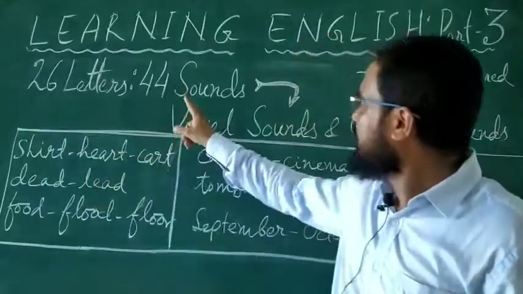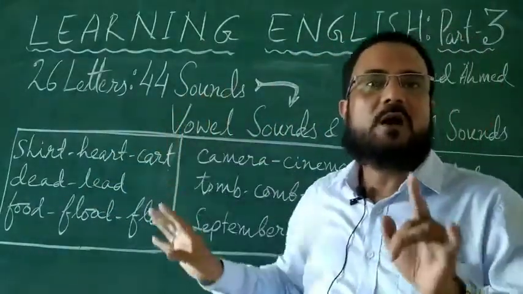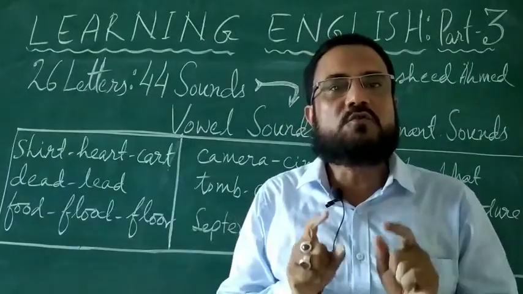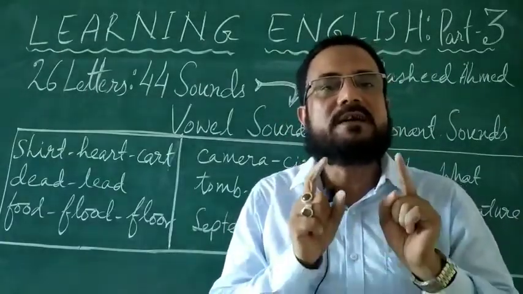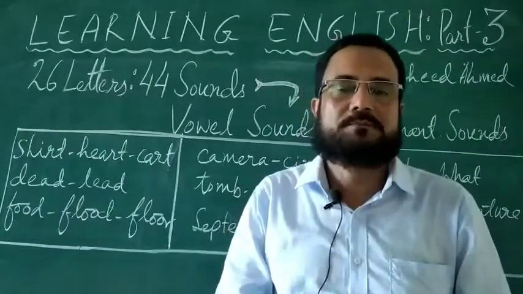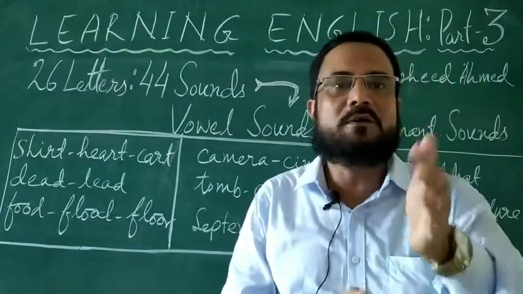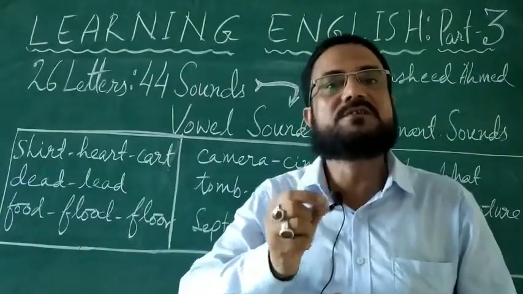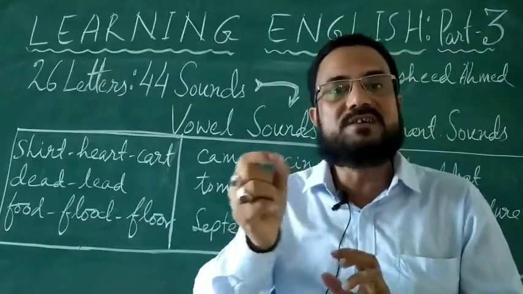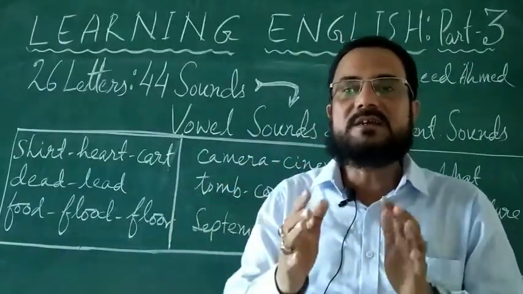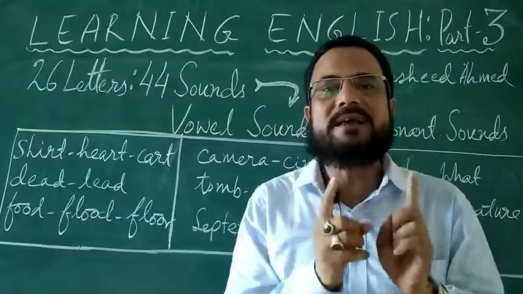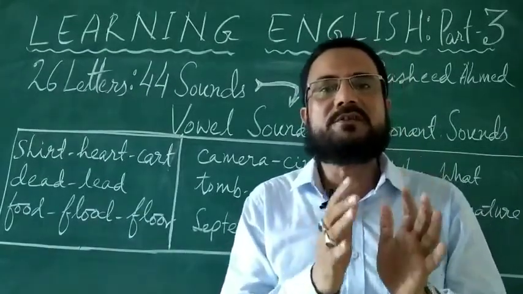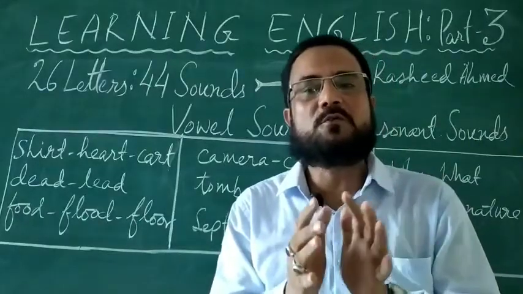26 letters, 44 sounds. So out of 26 letters, 21 are consonants. Those 21 consonants create 24 sounds. You have already got it. S is pronounced as S. It is also pronounced as Z. Is, is, again this. So in these two words the same letter S is pronounced in two different ways. So 21 consonants represent 24 sounds.